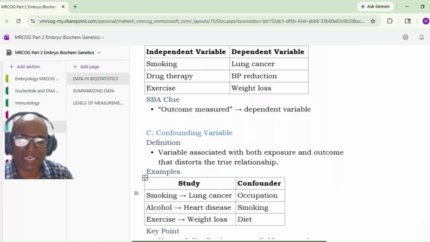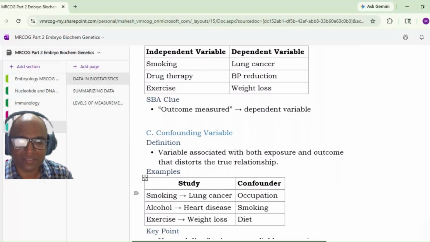Okay, so most of the time they can ask you this particular concept, the confounding variable. They may give you different definitions. They will ask you what the confounding variable means, and five options will be given. So listen carefully. A confounding variable is associated with both exposure and the outcome, and it distorts the true relationship between the exposure and the outcome. Okay, so this is the variable which is associated with the exposure as well as the outcome. Basically, this variable is also independently associated with the outcome.